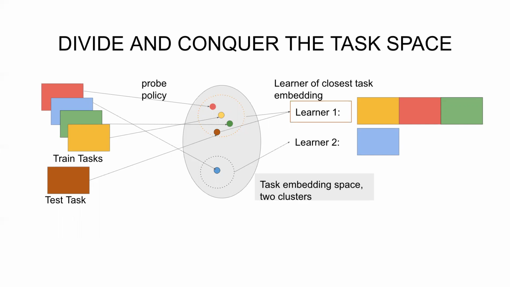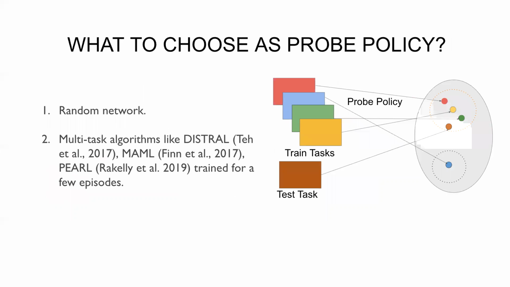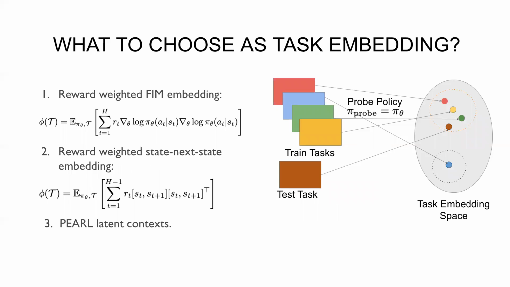Now the question, of course, is how do we capture or embed these different tasks in an appropriate way? One component to answer that question is the probe policy. What kind of probe policies can we use? We tried different things. One is a random network, and another one is, for example, using the PEARL algorithm, where the latent variable that PEARL produces serves as an embedding. We tried other things as well.